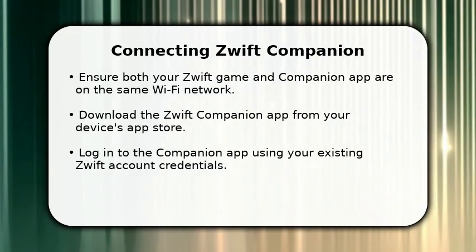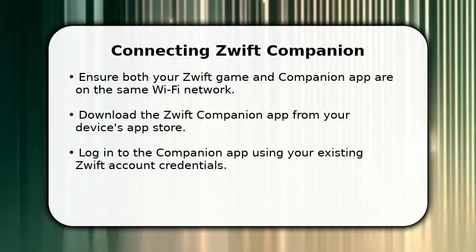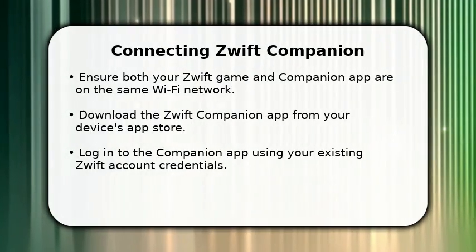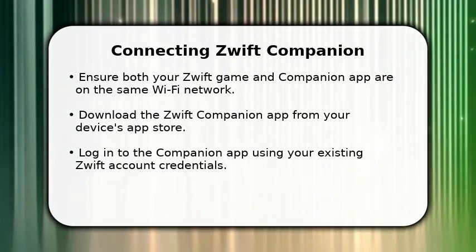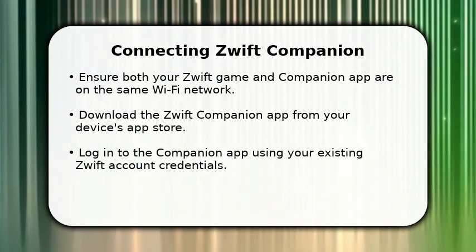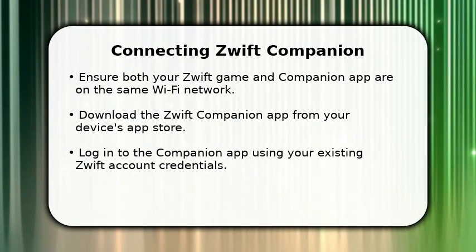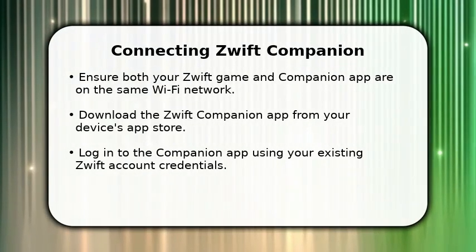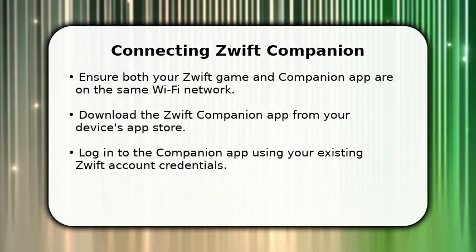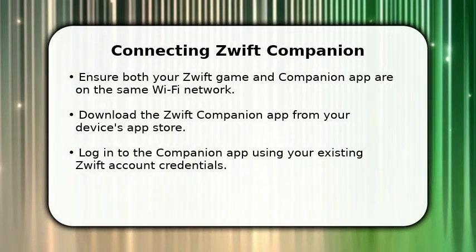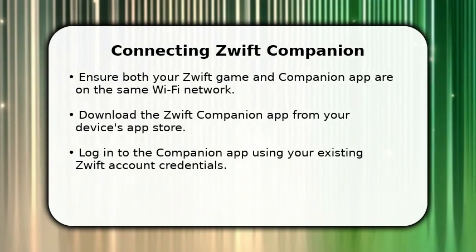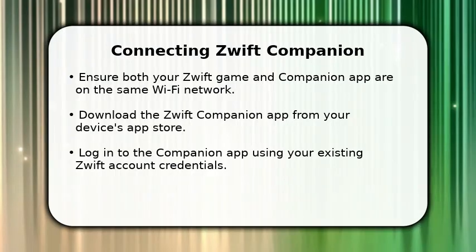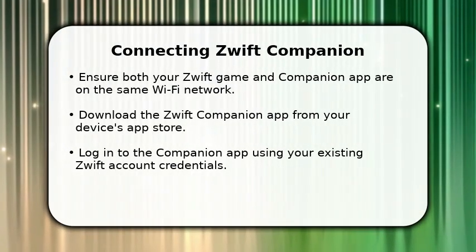First, ensure both your Zwift game and the Companion app are connected to the exact same Wi-Fi network for seamless communication. Next, download the free Zwift Companion app from your mobile device's App Store, whether it's an Apple App Store or Google Play Store. Once installed, simply log in to the Companion app using your existing Zwift account credentials. This initial setup takes just a few moments, preparing you for an enhanced Zwift experience.